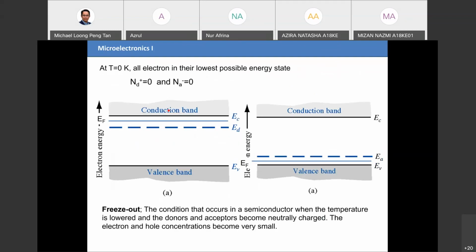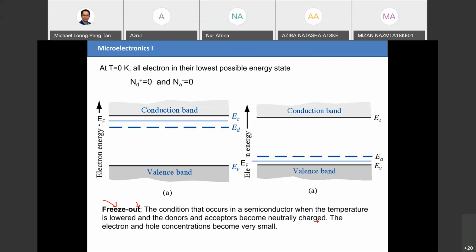Okay, so this is another one called freeze out. Just by reading this, you already know it is freezing temperature, and then there's another word, out. Normally they say freeze out is at 0 Kelvin. All electrons are in the lowest possible energy states. Nd plus equals 0, Na minus equals 0. So the condition that occurs in a semiconductor when temperature is lowered, maybe what they mean by lowered here is, if I lower it until 0 Kelvin, the donor and acceptor become neutrally charged.